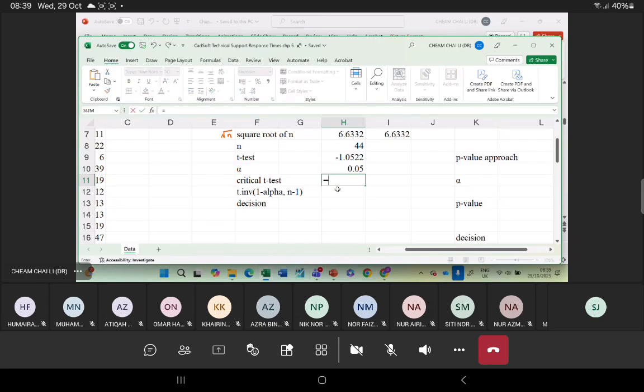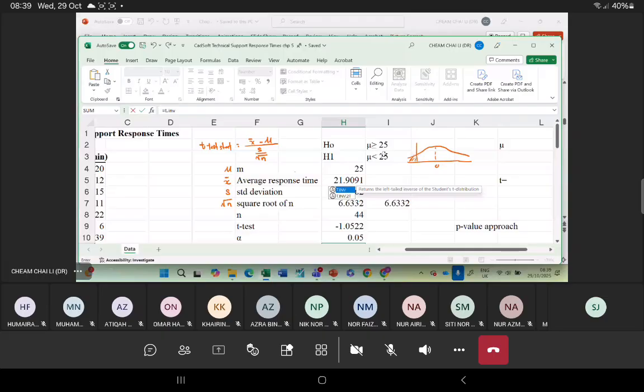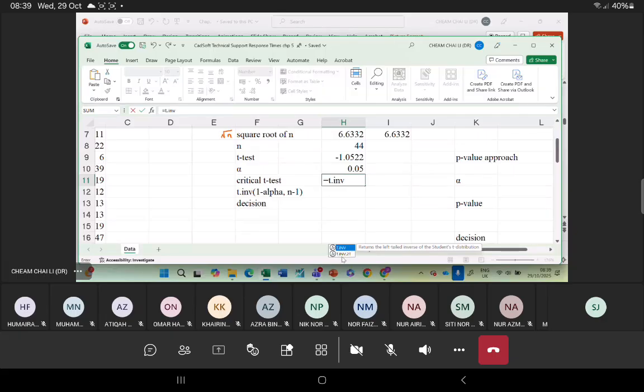Then I just need to type here. You're gonna type t dot inv, you start with an equal sign, yeah? So t dot inv, and then you open bracket. If you have two tail, if you have a not equal sign, ada two tail, so you have to use t dot inv two tail. But now because we only have one tail in the distribution, kita guna yang pertama. We just double click yang ni, and then the question asks for the probability.